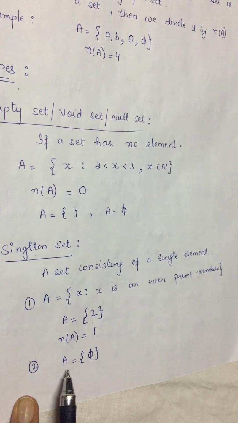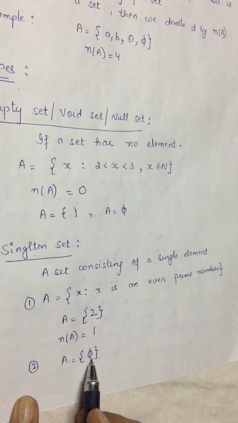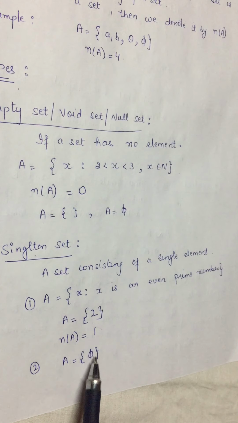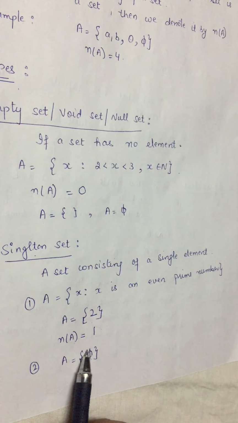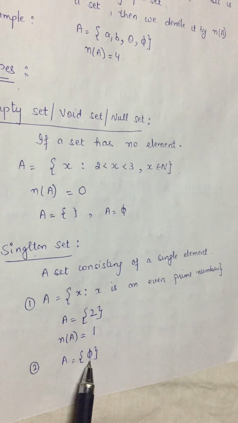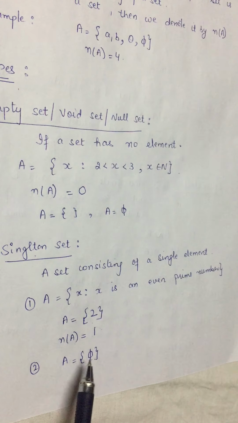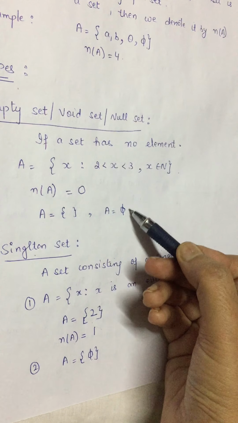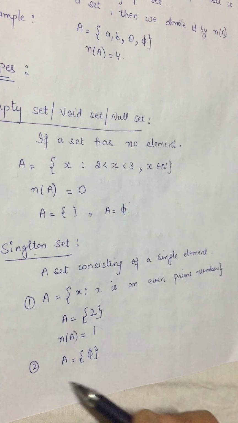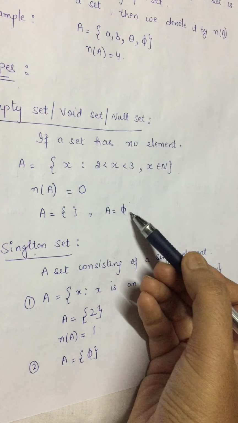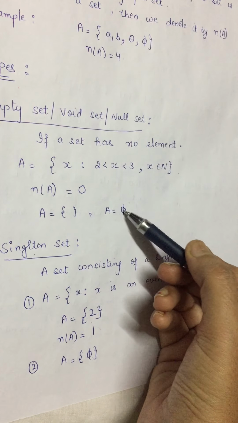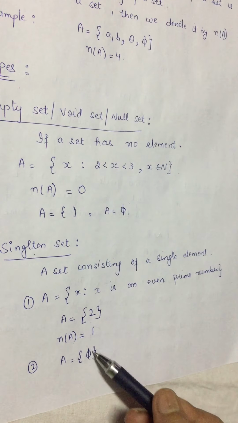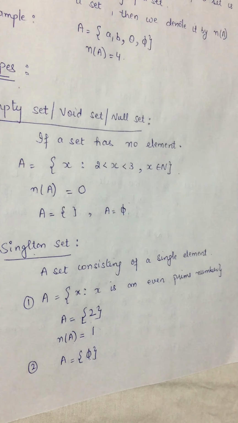One more example I am taking. A is equal to, in curly brackets, phi. So here phi is an element. If phi is in brackets, phi will be considered as an element. So the number of elements is 1 only. So the cardinality of A is 1, and that set is a singleton set. There is a difference between this set and the earlier set. Here I am using the curly brackets. In the empty set we can't use brackets. If I am using brackets, then phi will be considered as an element.